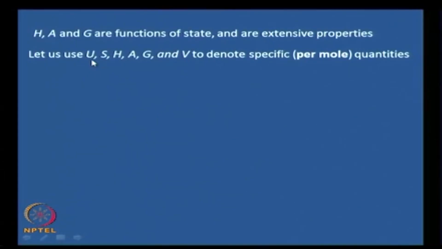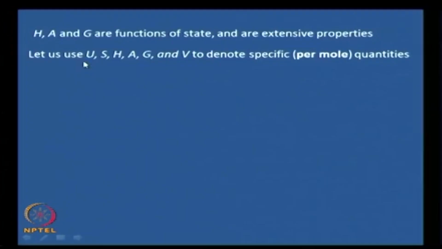In this particular course, let us use these symbols U, capital S, capital H, capital A, capital G, and capital V to denote specific or per mole quantities. You take a value and we normalize it, or we divide it by the number of moles or the mass of the system, then we get a specific quantity. In this particular case, we are going to use U, S, H, A, G and V to denote per mole quantities or mole specific quantities.